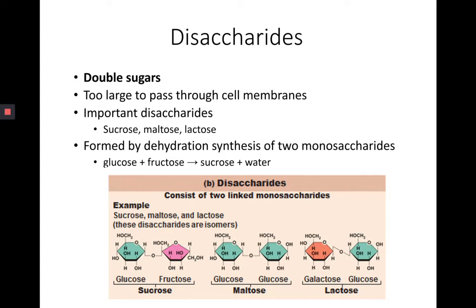Now monosaccharides can pass through cell membranes to an extent. They generally pass through channels, but double sugars never pass through cell membranes. They're way too large to pass through phospholipid bilayers. Important disaccharides are the ones listed below, sucrose, maltose, and lactose. They are formed by dehydration synthesis, meaning that the bond is formed via the removal of water. And the removal of water causes a bond between the two monosaccharides.